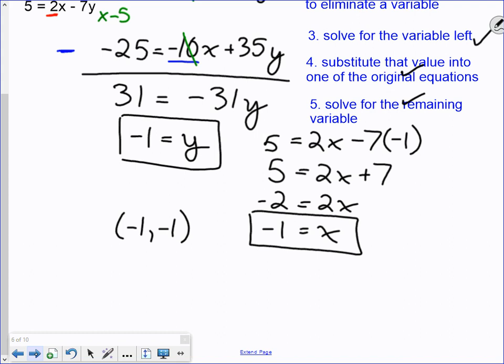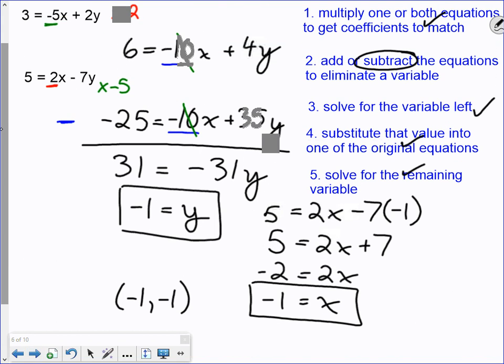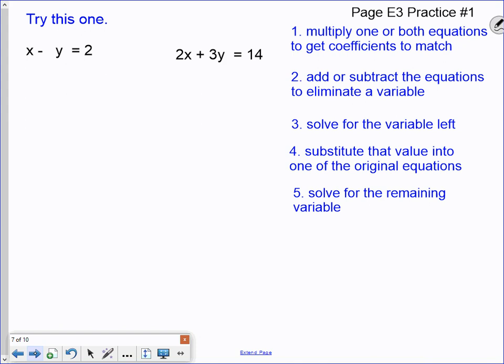Okay. So the key to this one was getting those two coefficients to match up by multiplying both equations by an appropriate number. All right, so here's a good one to try on your own. We got x minus y equals 2, 2x plus y equals 14. Pause the video here, try this question, see how it goes, and then start the video again to check your solution.